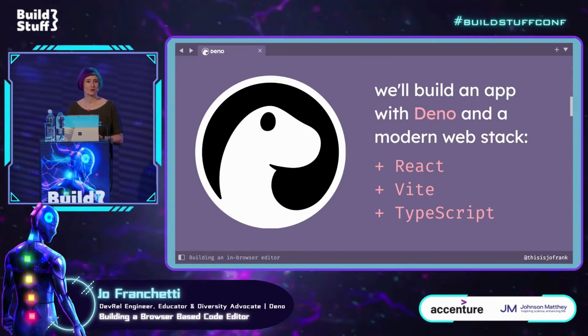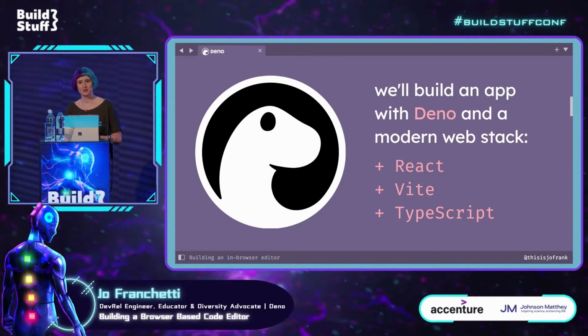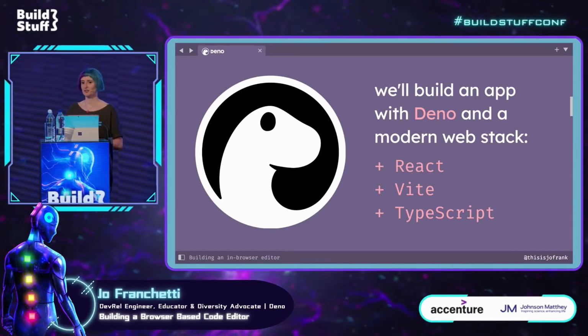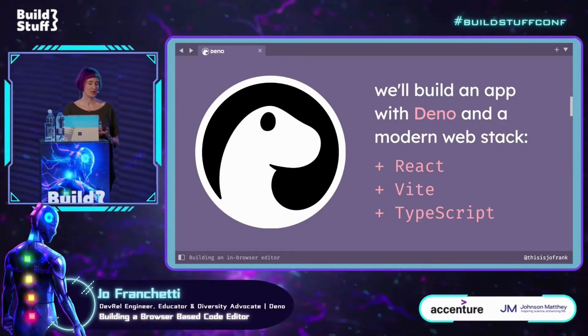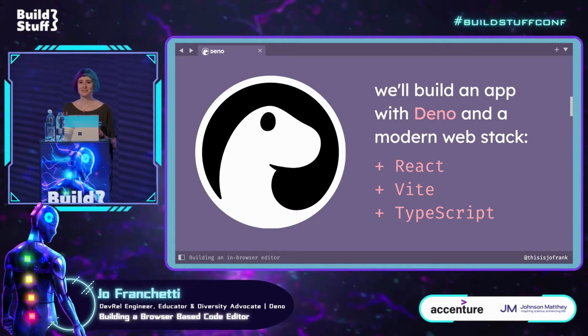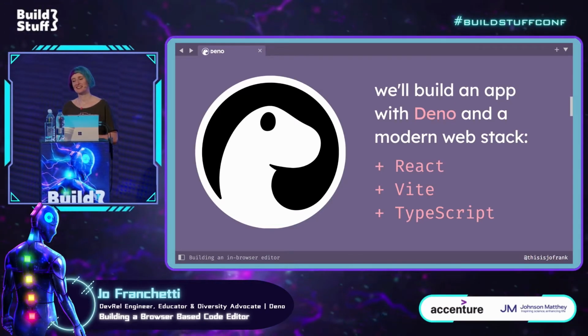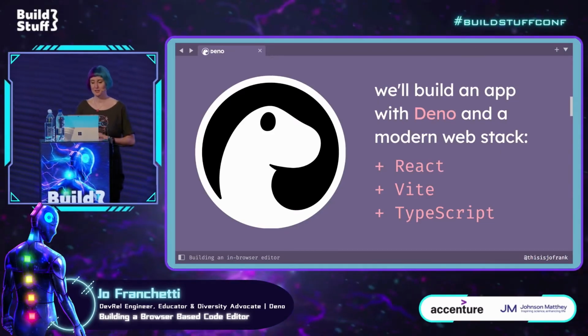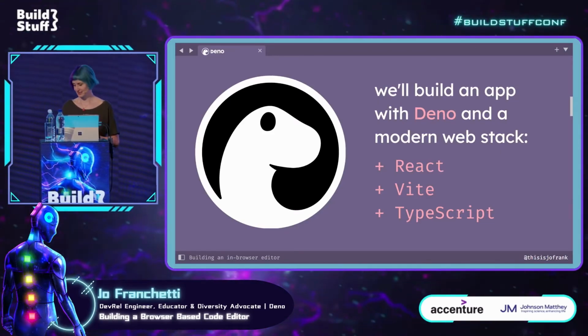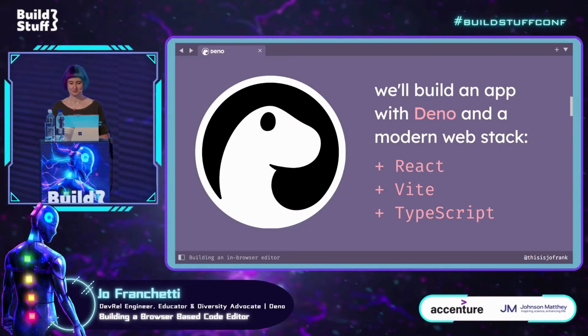Deno includes a whole load of built-in tooling that you might find useful for your developer experience. Deno comes with TypeScript out of the box. You don't need tsc anymore. It's got linting, it's got formatting, it's got a test runner. So I personally think it's a really nice developer experience. I hope you will think the same after seeing this.